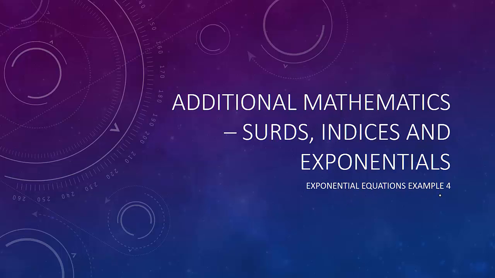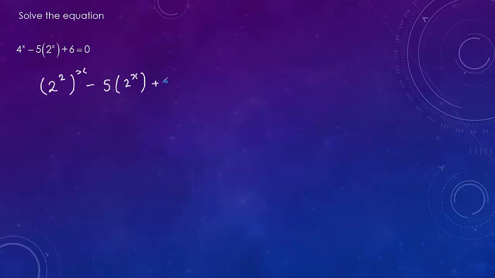Exponential equations, example 4. So we want to solve this equation. Now we've seen this type of thing before when we did the factorizing. It's going to turn out to be a quadratic. 4 is 2 squared. So we have 2 squared to the power x, minus 5 multiplied by 2 to the x, plus 6 is equal to 0.